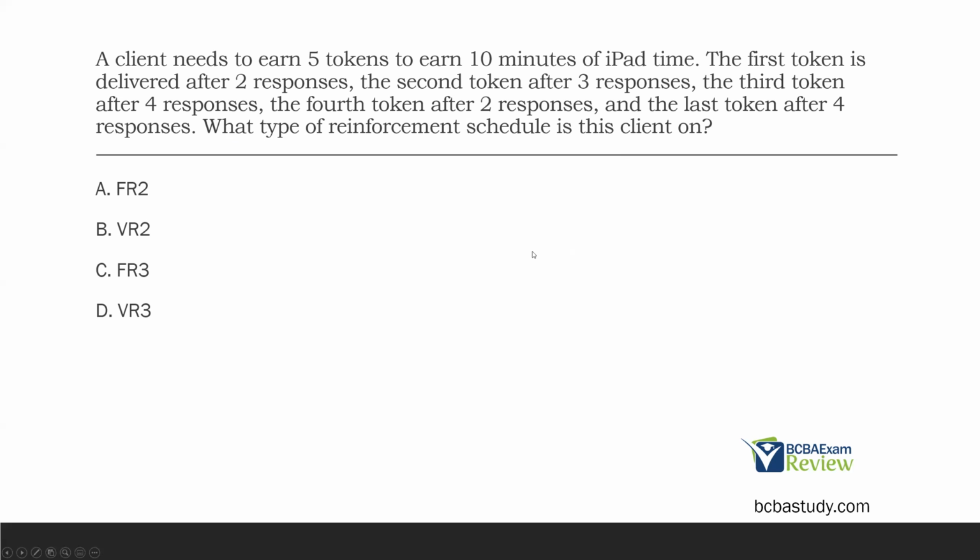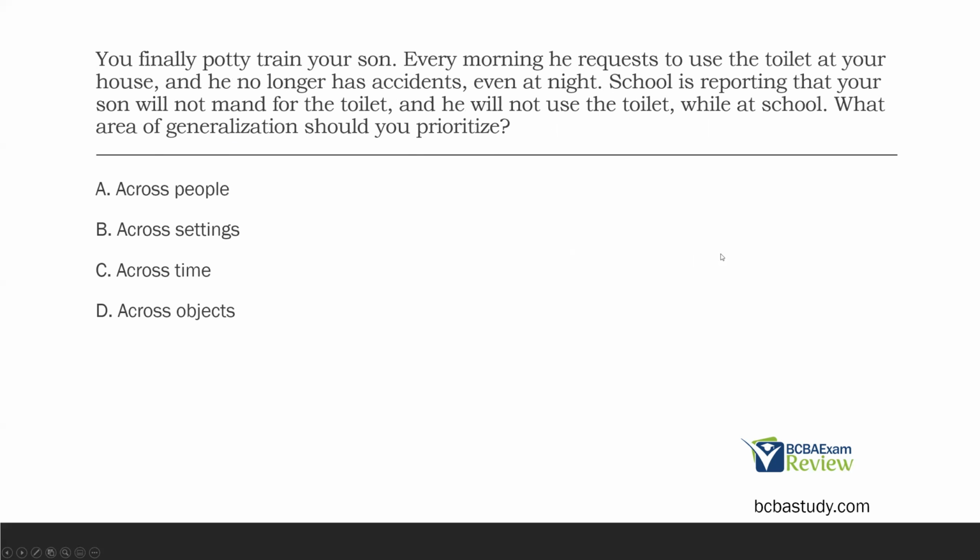So we know it's a variable ratio, so B or D. And now we just find the average. So 2 plus 3, 5, 5 plus 4, 9, 9 plus 2, 11. 11 plus 4 is 15. That's our total. Divide by total number of data points, which is 5, and you're going to get a VR3. So what type of reinforcement schedule is the client on? VR3. Task list B5. Very straightforward question, okay? If this one isn't easy for you, you need to go back to B5 and review your schedules because compound schedules are a lot more complicated than these basic ones.